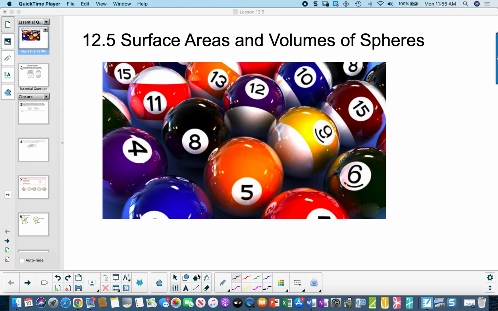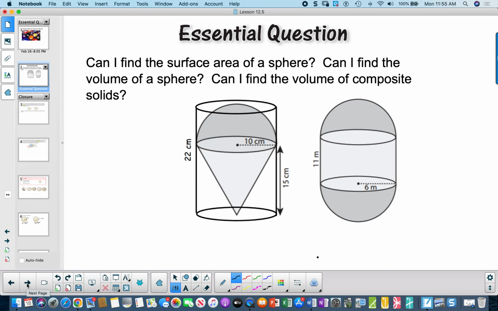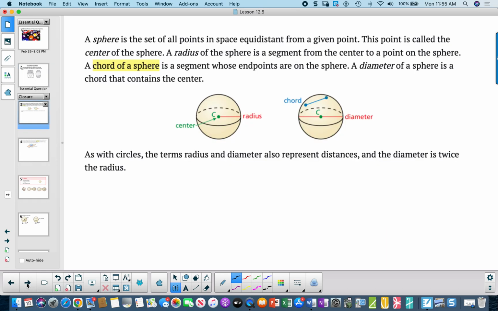12.5, surface areas and volume of spheres. Essential question: can I find the surface area and the volume of a sphere? And can I find the volume of composite solids?